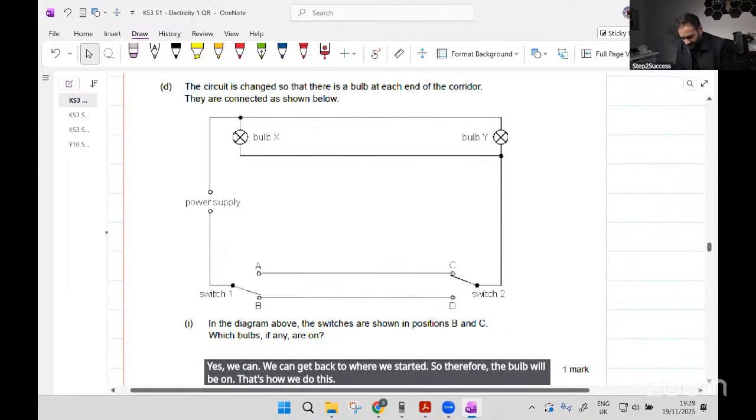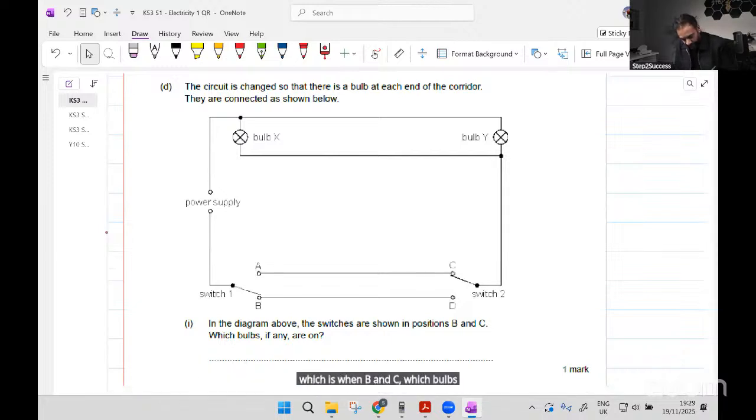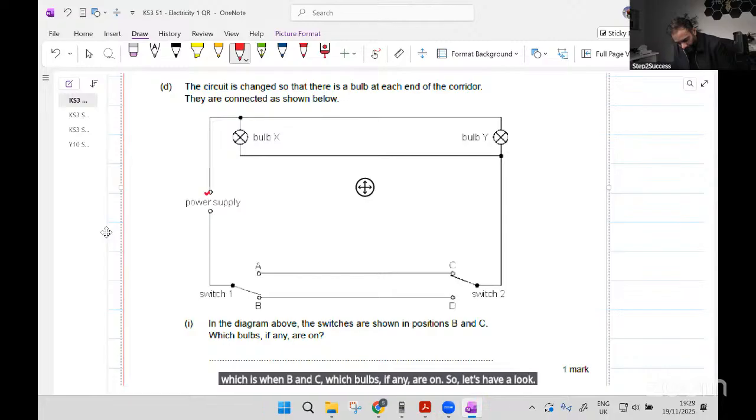The circuit is changed in a weird way so that there is a bulb at each end of the corridor. In the diagrams above, the switches in B and C, which bulbs, if any, are on? So let's have a look. We have a power supply that goes there.